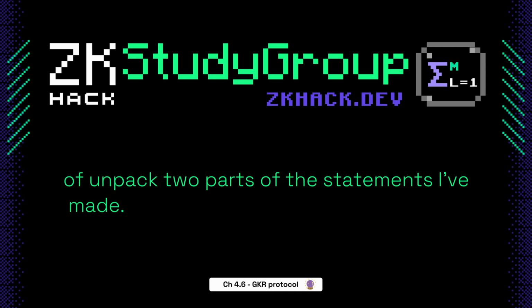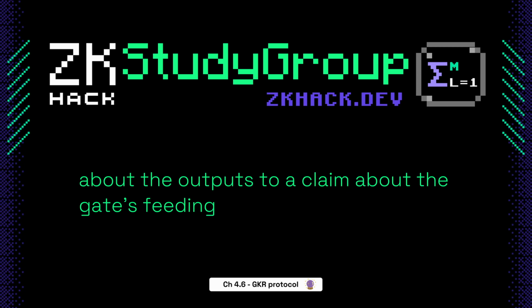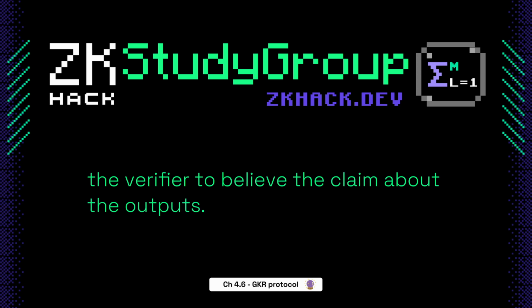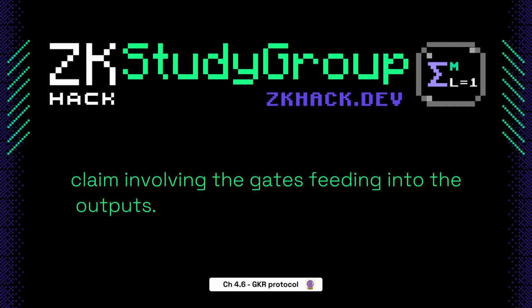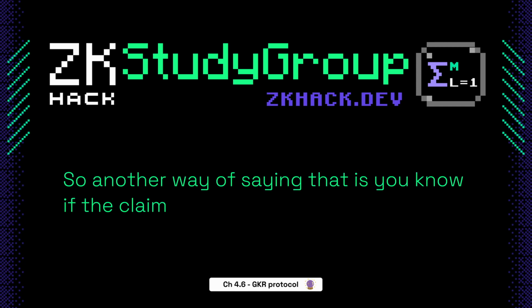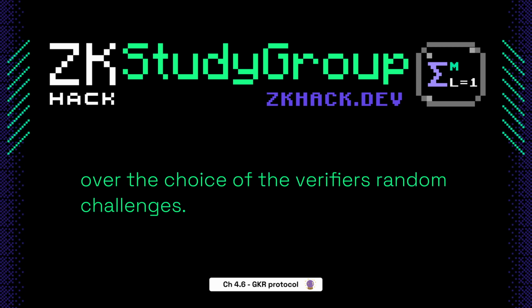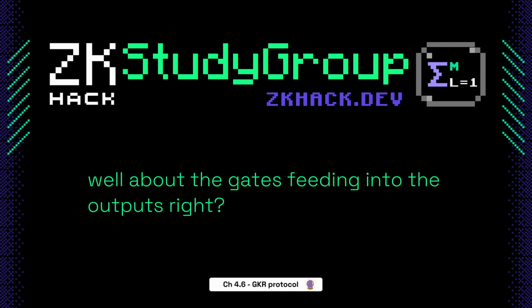To be slightly more precise about all of this, I will unpack 2 parts of the statements I've made. What do I mean when I say we reduce a claim about the outputs to a claim about the gates feeding into the output? By that, I mean it is, quote, safe for the verifier to believe the claim about the outputs if the verifier is convinced about the claim involving the gates feeding into the outputs. Another way of saying that is, if the claim about the outputs was false, then with high probability over the choice of the verifier's random challenges, the prover would be forced to make a false claim as well about the gates feeding into the outputs.